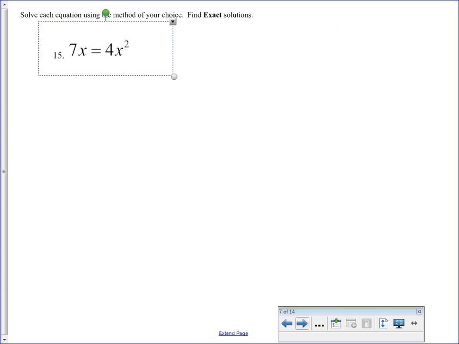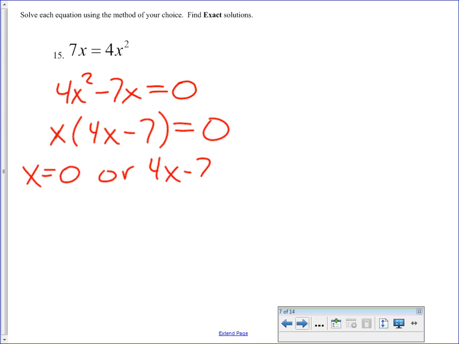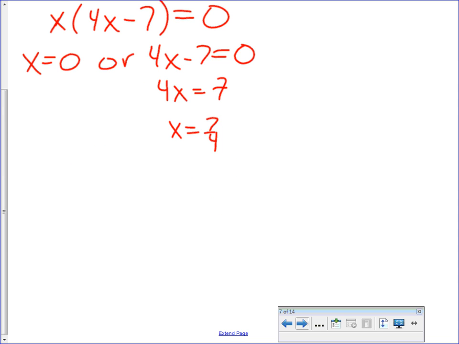All right, for this one, I told you a while ago that if there is no C term, then the easiest way to solve this is to set it equal to 0 and factor it. So I'll factor out an x, and I'll end up with x times 4x minus 7 equals 0. And then we just use the zero product property. And so my two answers are 0 and 7/4.